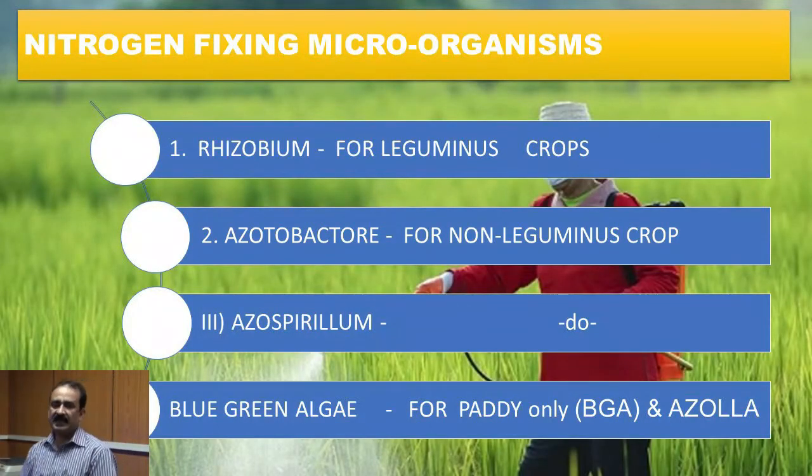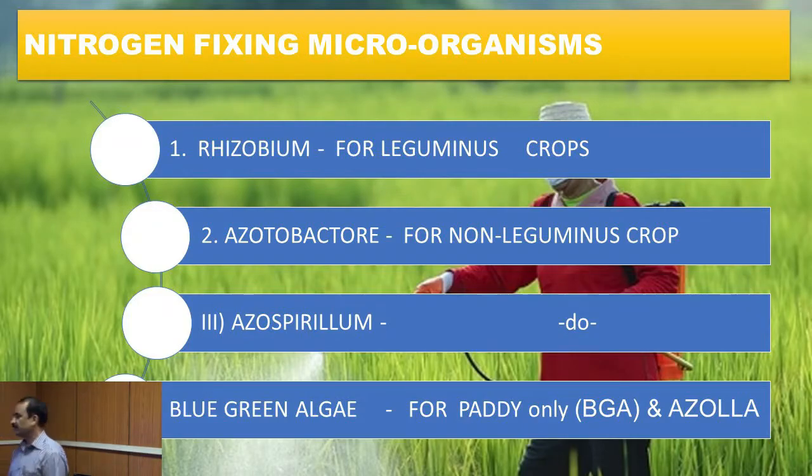So come to the first nitrogen fixing microorganism. First one is rhizobium. It is a very clear cut nomenclature. Rhizobium means a bacteria that lives in the root, that lives along with the root. And rhizobium culture is suitable for all leguminous crops as well as some oilseed crops like soybean and groundnut. Second one is Azotobacter, that is for non-leguminous crops like mustard, wheat, maize, millets, etc.